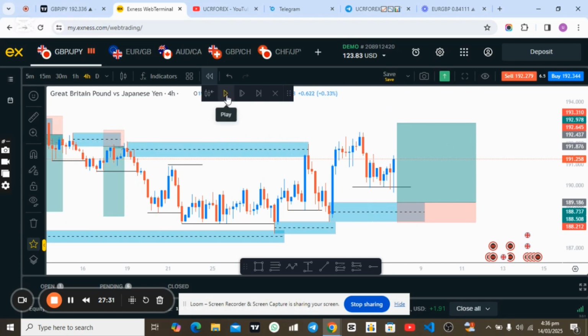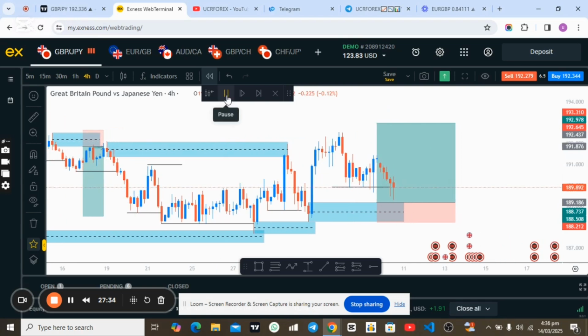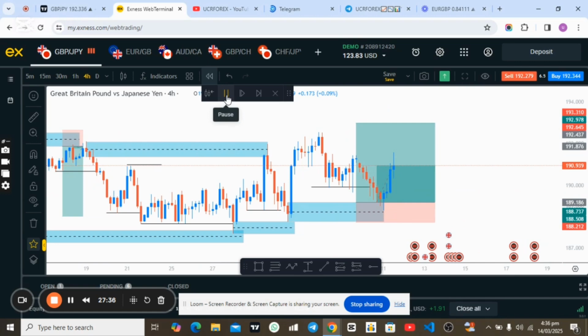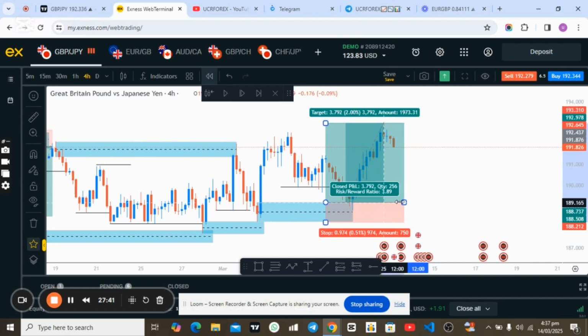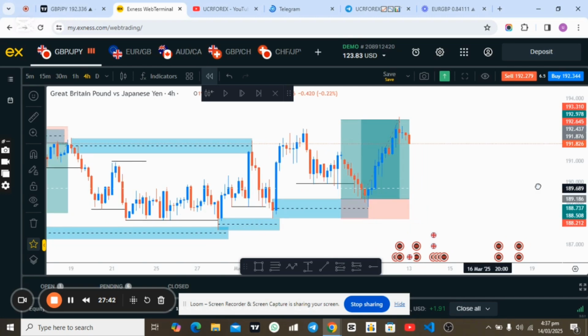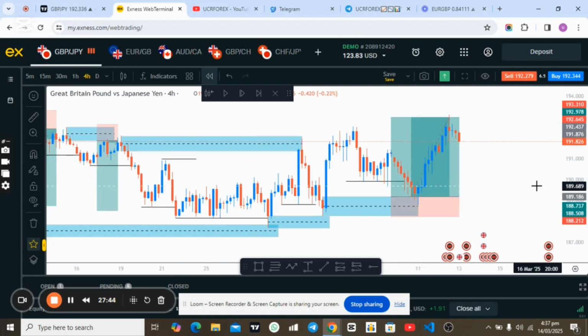So now we play price forward to see what happened. Price has automatically triggered our order, and now we are on massive profit, and price has also automatically smashed our take profit. So this was how we went on a 4-win streak on GBPJPY.